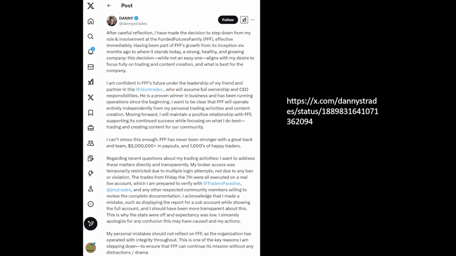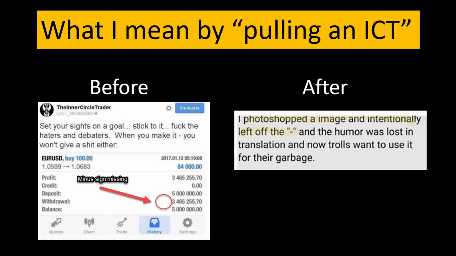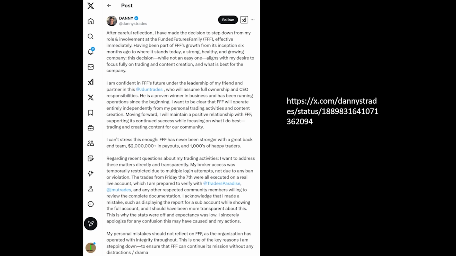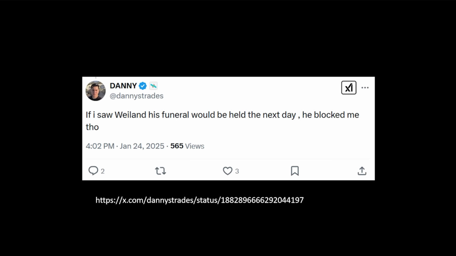Half joke, who knows? He also pulled an ICT and tried to justify why a real trader would use Photoshop. First, deny that anything was edited and ridicule the people who say it was. Then, after everyone realizes how stupid you are, either claim you did it on purpose or make something up about sub-accounts. I don't know. Here's a funny tweet from Danny about murdering Patrick if he saw him.